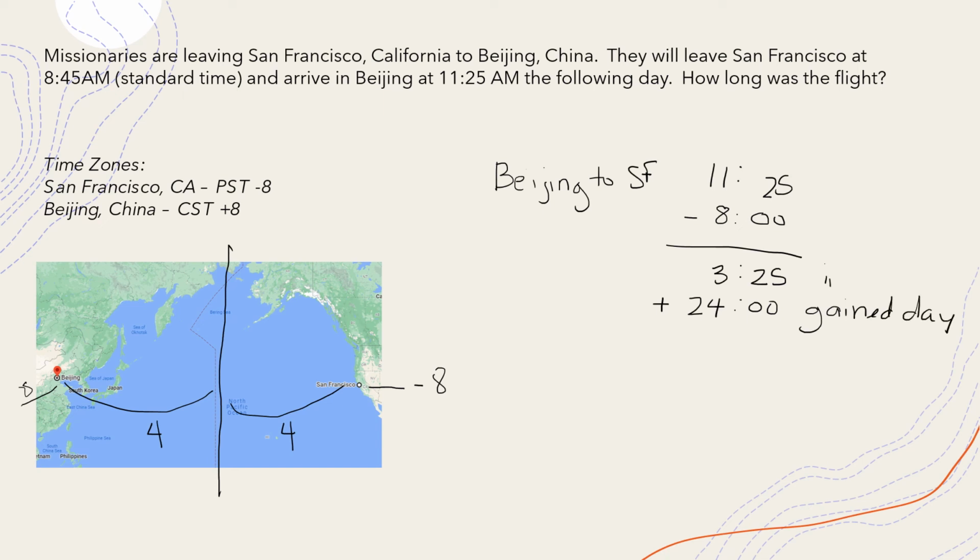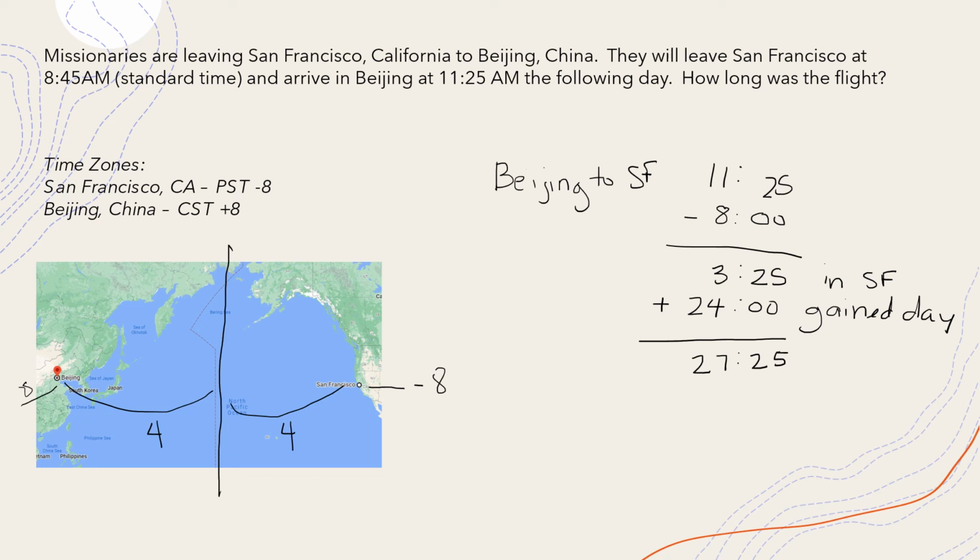And I'm just going to put in here SF. Even though the location is different, in San Francisco it would be 3:25 in the morning, but I'm on a different day. So I have to add that extra day on. And when I add these things across, this puts me at 27 hours and 25 minutes. Now, I'm not going to change anything yet because even though this is a whole day's worth of time, I added it on purpose.